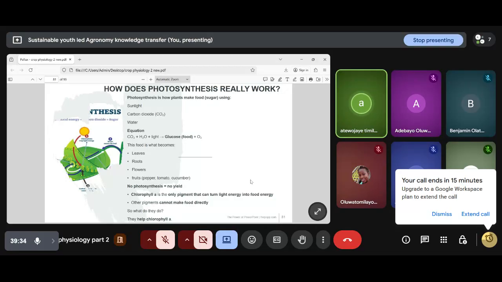So how does photosynthesis work? When there is sunlight, carbon dioxide plus water plus light gives you what? Glucose plus oxygen. Oxygen is just a waste, the one that comes out, like our own carbon dioxide. This food is what becomes leaf, fruit, flower, whatever. So no photosynthesis, no yield. You can see why it is important that we have light. If there is no light, your plant cannot grow. Your plant needs light.